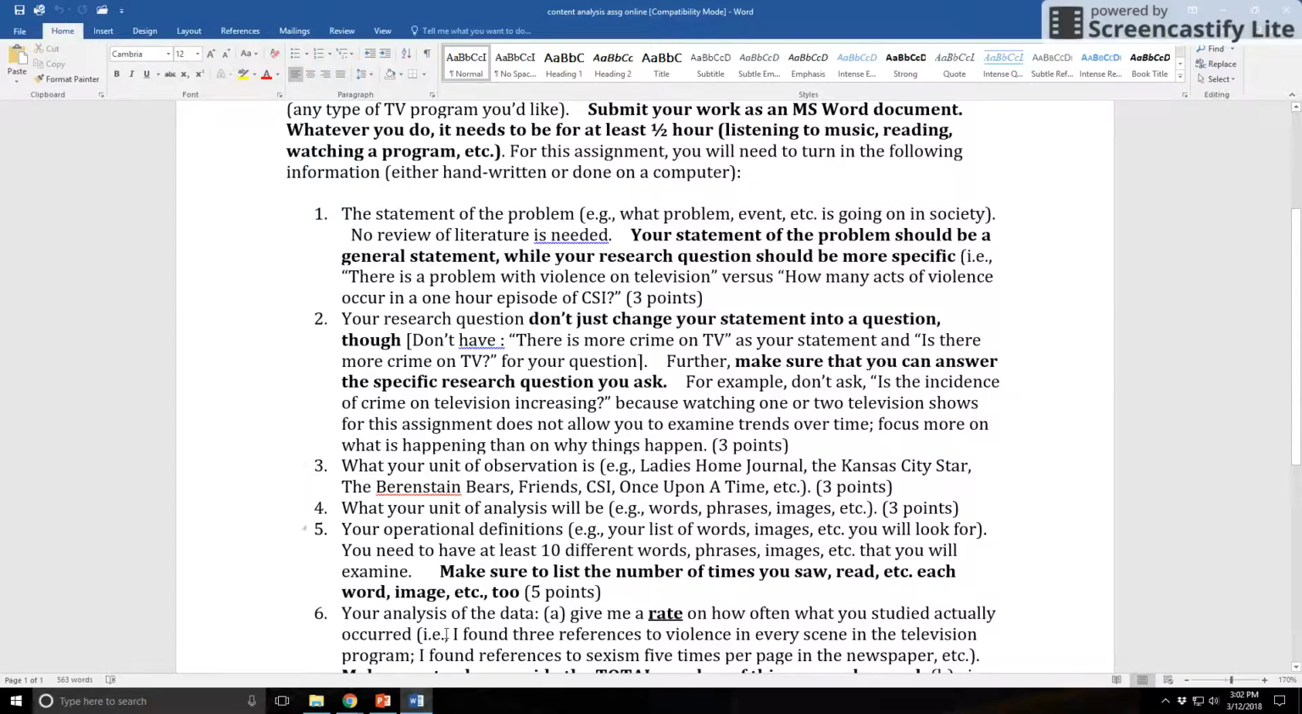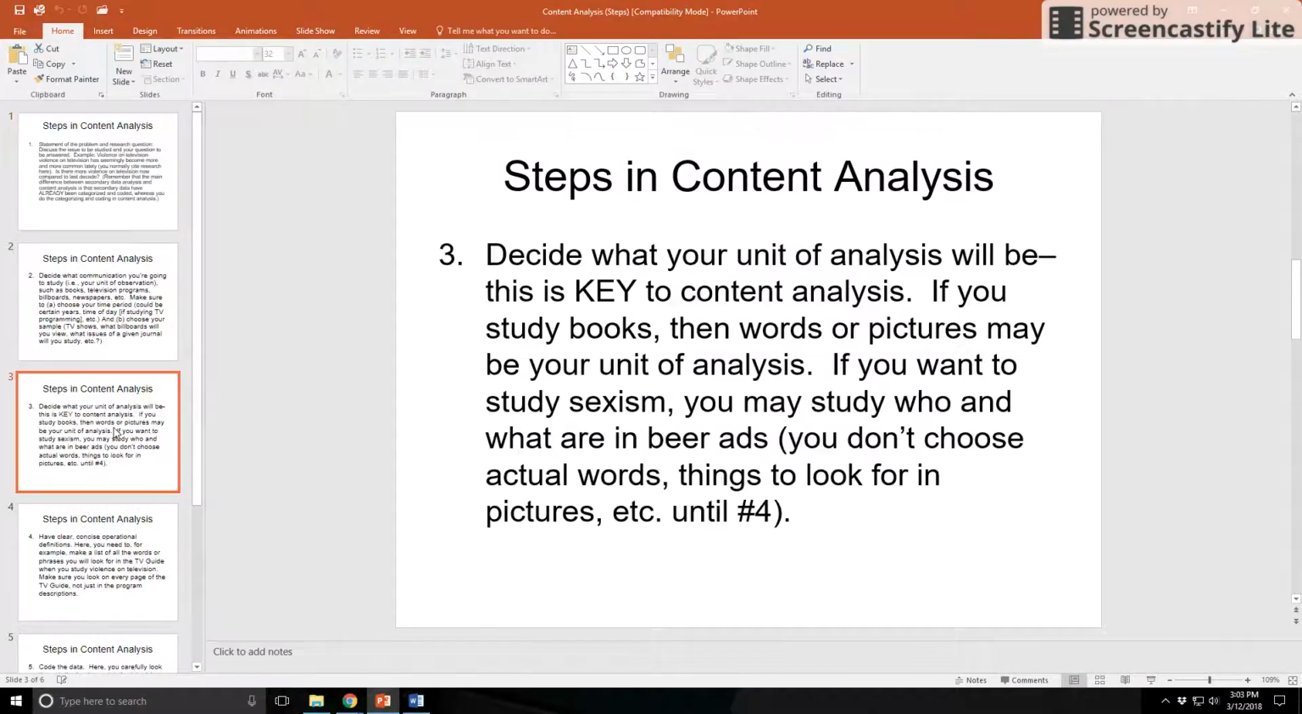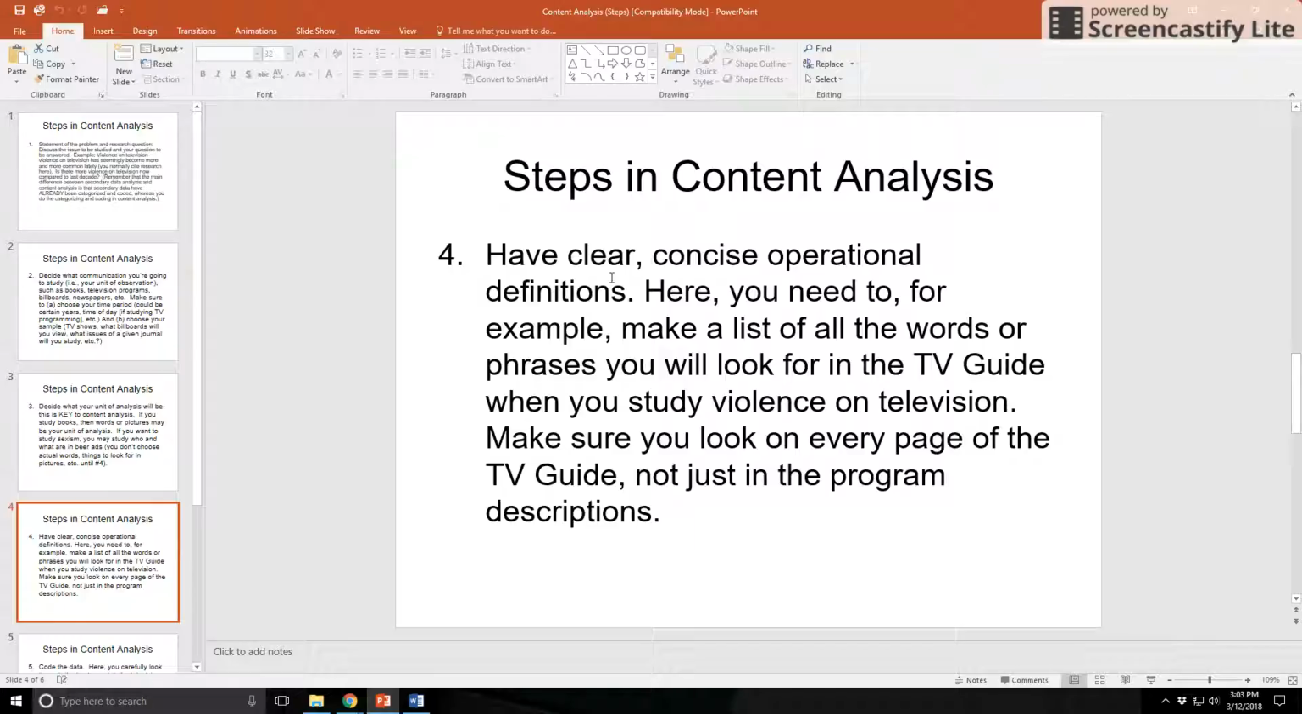Unit of observation, if you go here in the slides, you're talking about the books, the pictures, the words, the things, your unit of analysis. What is it that you're going to examine? So you want to study sexism, for example. So I say I might study beer ads. As you go on, make sure you have clear, concise operational definitions. You know exactly what it is you're going to look for.